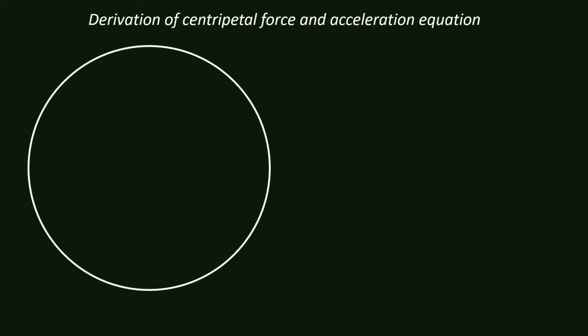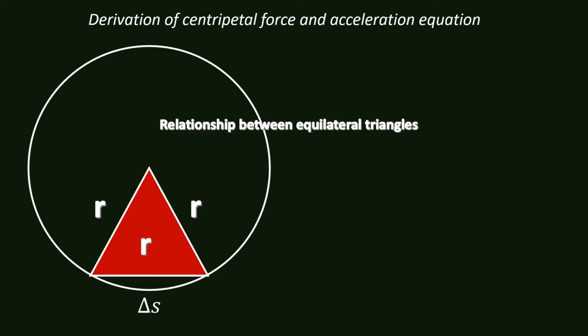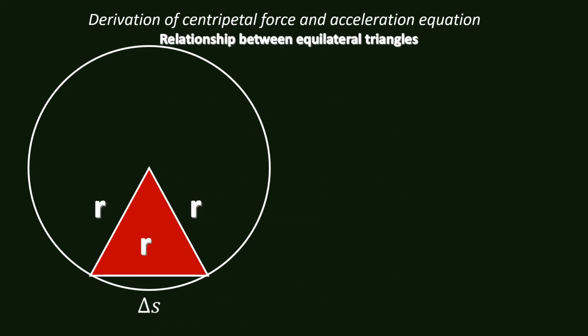Okay, so let's look at what the derivation of a centripetal force and acceleration equation is. We have a circle and we have a triangle. This is an equilateral triangle, and if we label each side of this triangle with R, R, and R, that is the length, and then we have the arc from that point to this point that we call delta S.